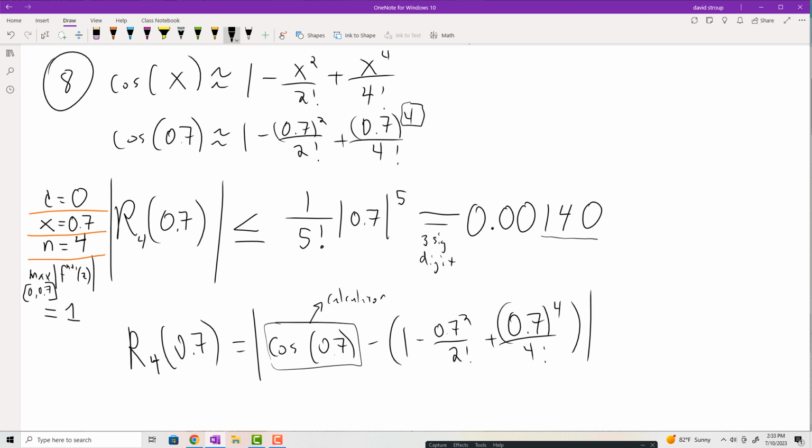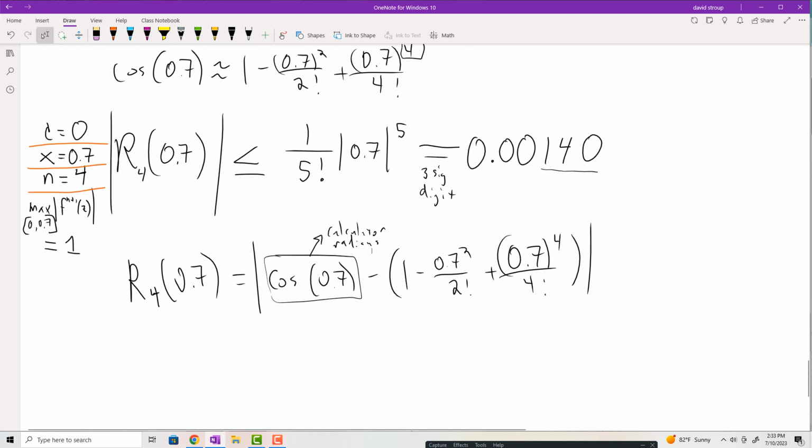Make sure you're in radians. Okay. And again, 3 significant digits, so I don't count any of the zeros and then start counting when I see some numbers, right? So there again, 3 significant digits, and that'll do it.